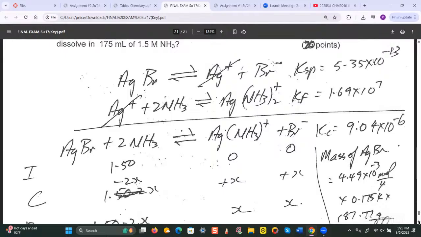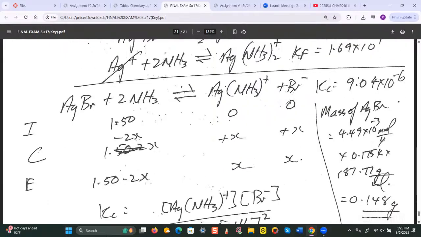Then we set up our ice table, right? So we're going to start off with the 1.50 M ammonia. And again, we're going to say let X represent the solubility of silver bromide. So for every 1 mole of silver bromide reacting, the change in the ammonia concentration would be twice that value. So if X is the solubility, then the change in the concentration of ammonia would be minus 2X. And over here, the change in the concentration of the complex, and I made a slight error here. Let me correct that so that this here should have a 2 here. All right.